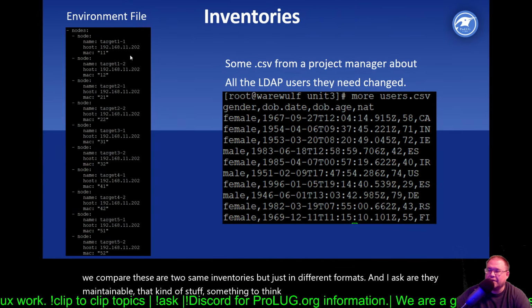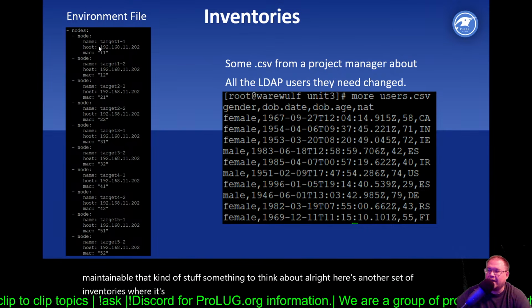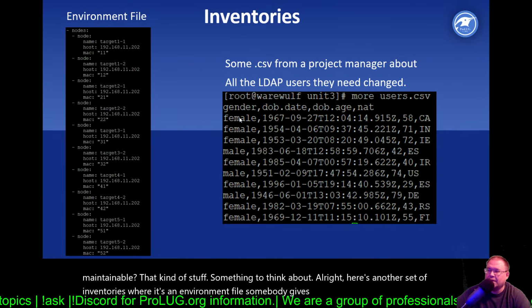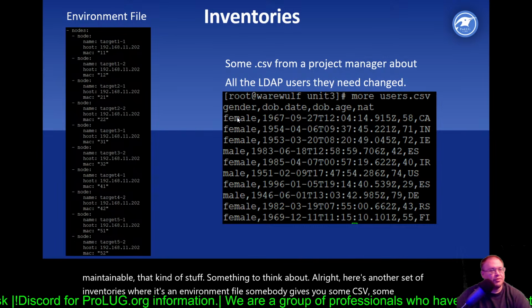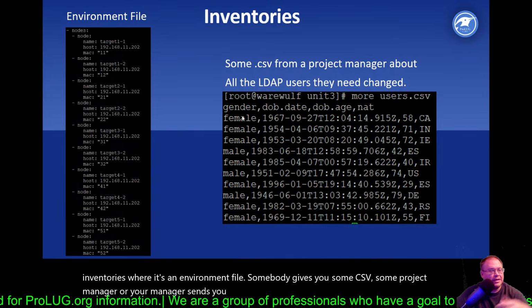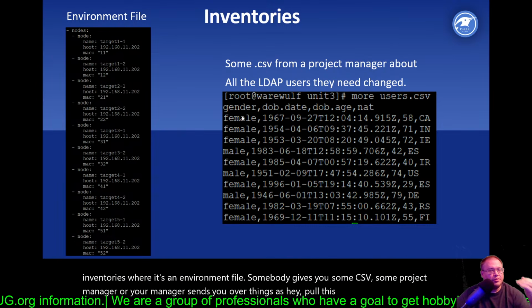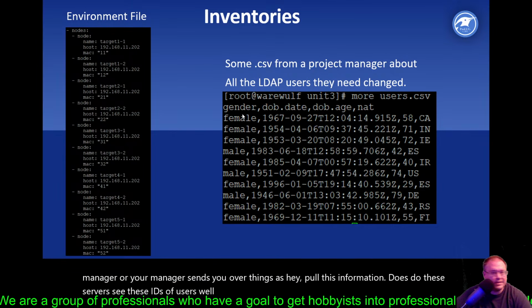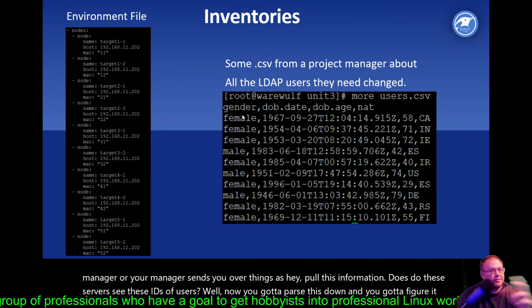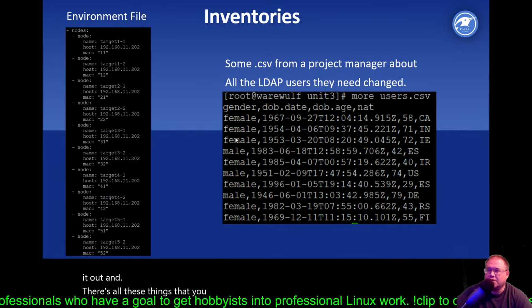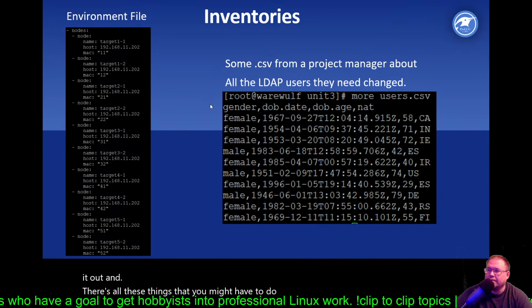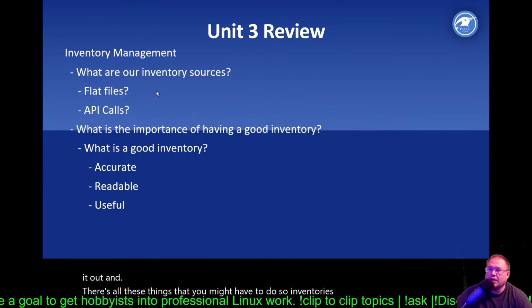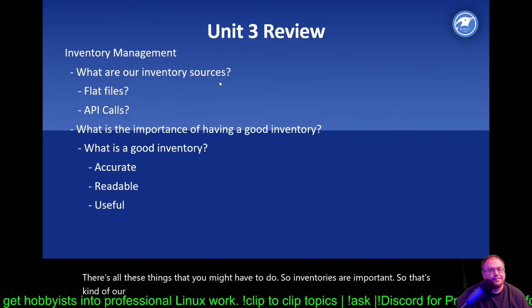All right, here's another set of inventories where it's an environment file. Somebody gives you some CSV, some project manager, or your manager sends you something and says, hey, pull this information. Do these servers see these user IDs? Well, now you have to parse this down and figure it out, and there are all these things you might have to do. So, inventories are important. That's our review from last week.